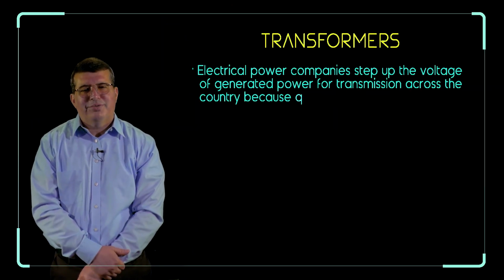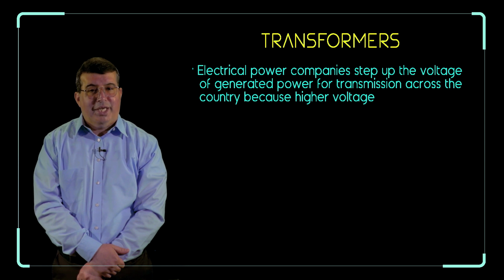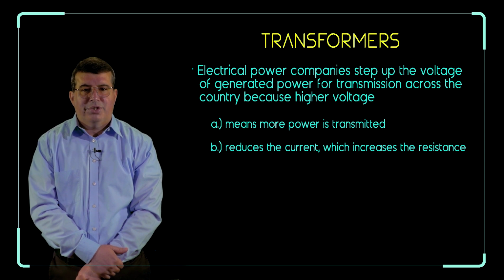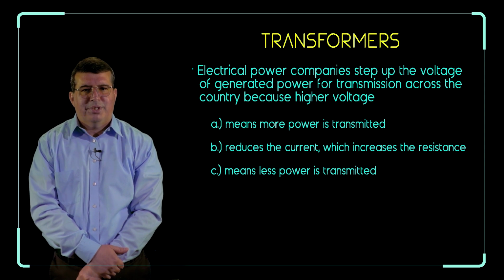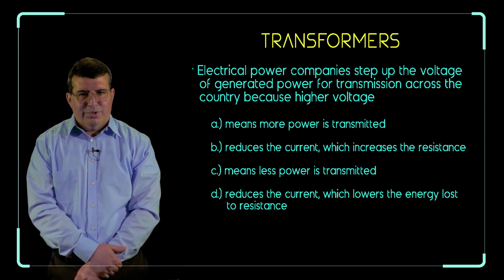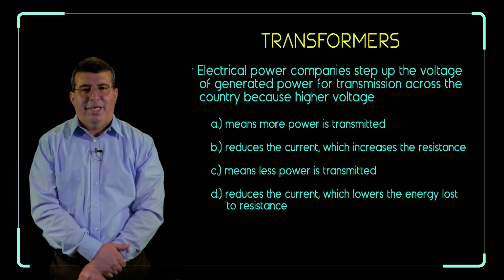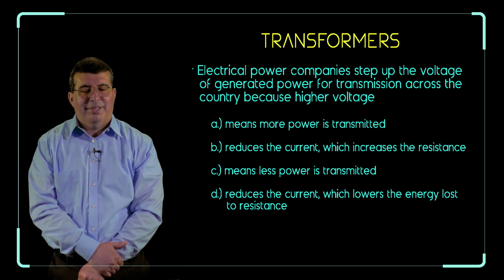Here's your last question. Electrical power companies step up the voltage of generated power for transmission across the country because higher voltage: A, means more power is transmitted; B, reduces the current, which increases the resistance; C, means less power is transmitted; or D, reduces the current, which lowers the energy lost to resistance. Okay, think about this. Read through those answers. Come down on a definite answer. Pause. And then when you're ready to hear the correct answer, hit play again.